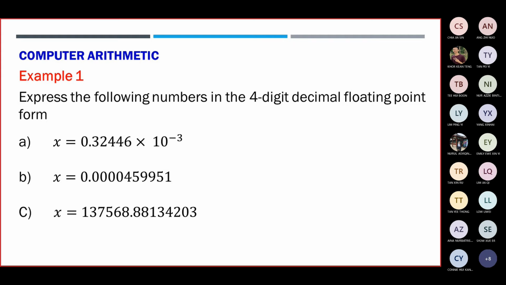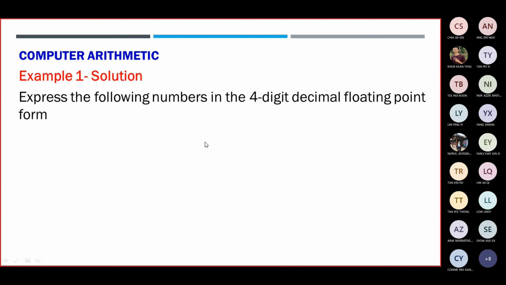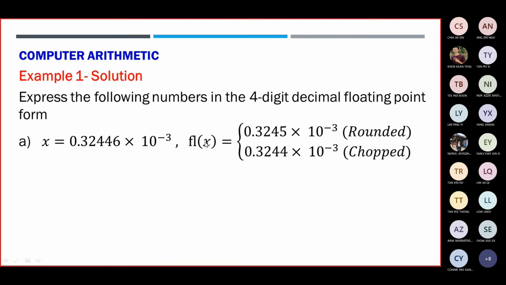Now take a look at example 1. Express the following numbers in 4-digit decimal floating point form. There are three questions. Look at the first question: x equals 0.32446 times 10 to the power of minus 3. As you can see, this is already in the NDFP form. We are going to express the solution in two forms: one is the rounded off form, and the other is chopping of numbers.